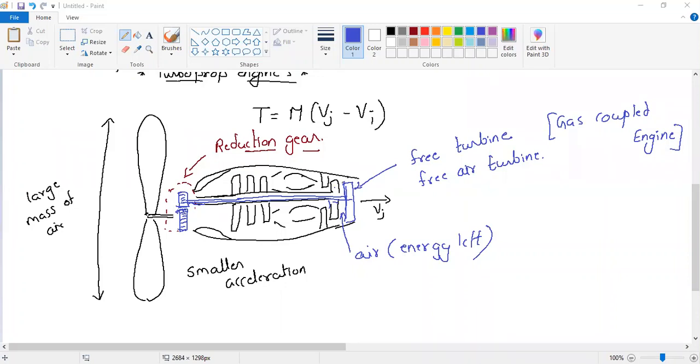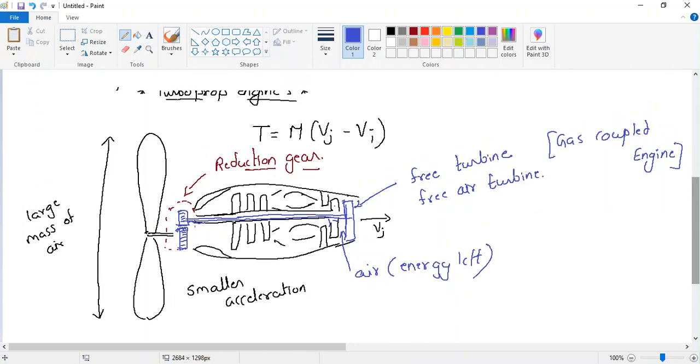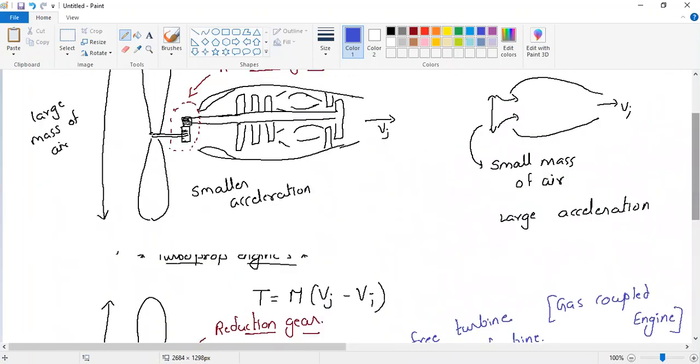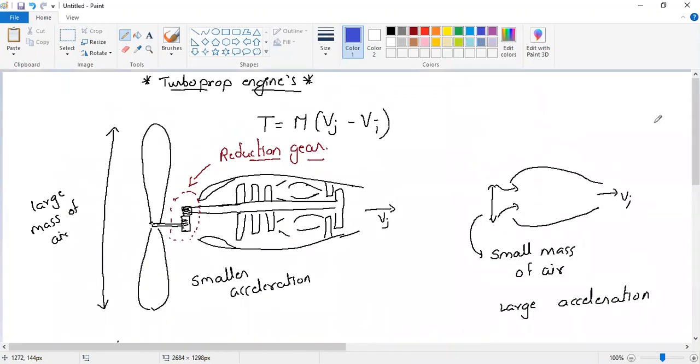Done, no? So I'm believing that you have understood the gas coupled engine. In a gas coupled engine, there is a free air turbine. The free air turbine is connected to the reduction gear or to the planetary gear mechanism to rotate the propeller. Okay. So let us just go through the turboprop engine once again.